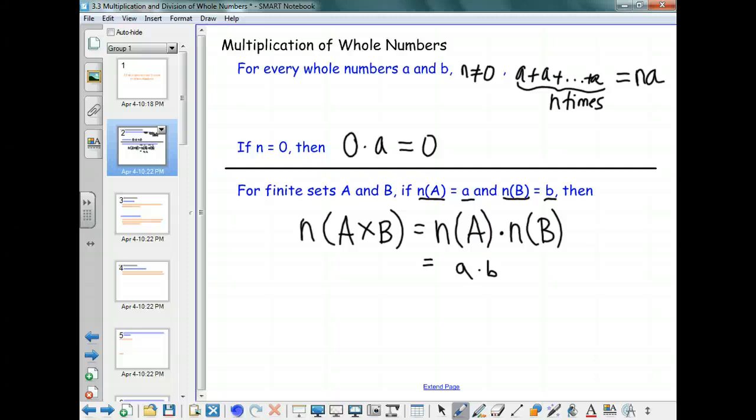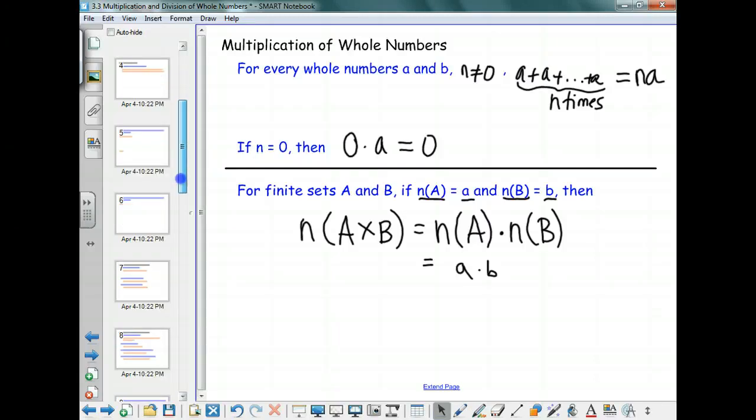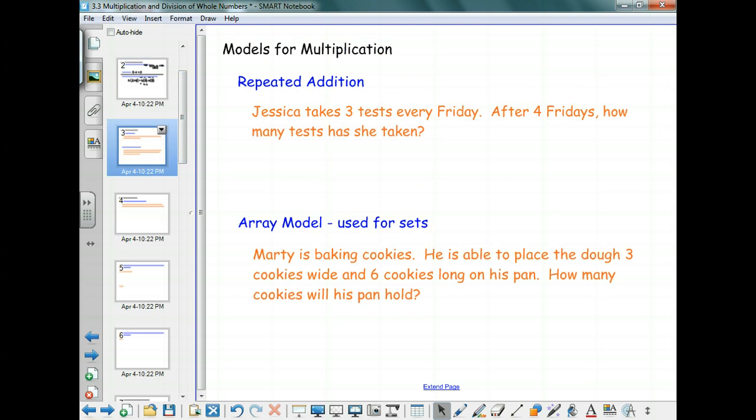All right, let me talk about the models of multiplication, because this is where things get a little more interesting. Ready? All right. One model for multiplication is repeated addition. This is actually how we define multiplication. For example, Jessica takes 3 tests every Friday. After 4 Fridays, how many tests has she taken?